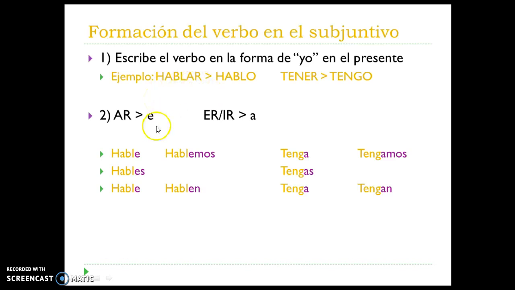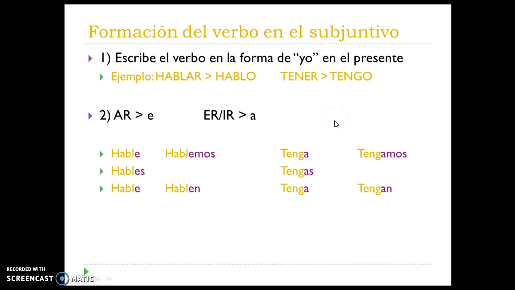Since it's an AR verb, it changes to E, and that's how we get the formation of the subjunctive here. Yo hable, tú hables, él hable, nosotros hablemos y ellos hablen. Next, we have an example of the verb tener, which in the present indicative is conjugated as tengo. Again, we take off the O ending, and that's how we get tenga, tengas, tenga, tengamos, tengan. It is an ER verb, so that's why it gets changed to A.